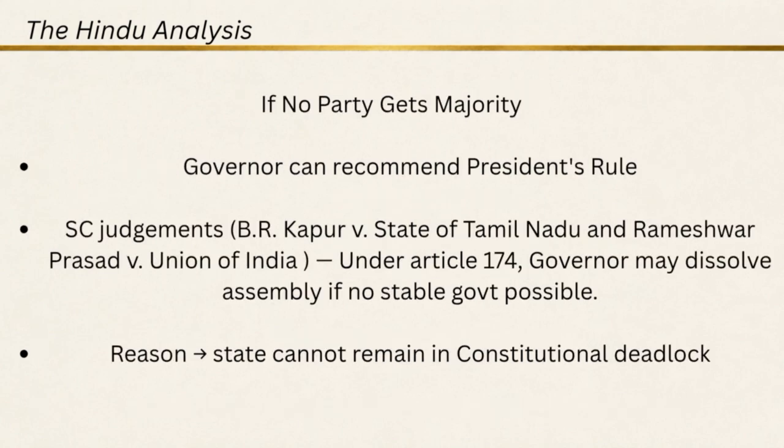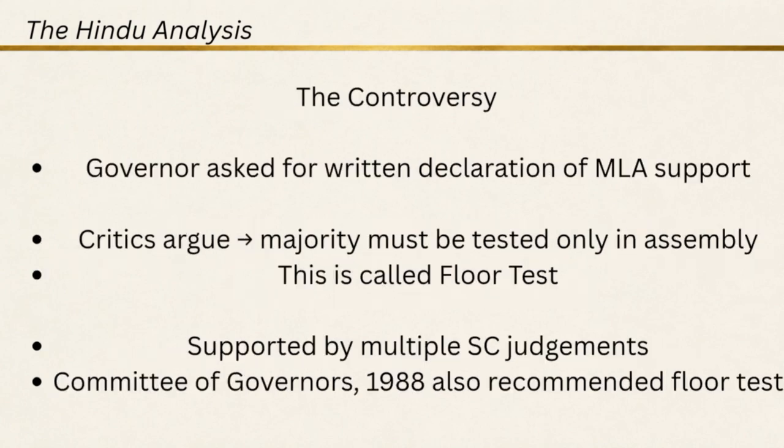What if nobody can form a government? In that case, the governor can recommend president's rule in the state. Under president's rule, the governor runs the state on behalf of the president, and the assembly is either suspended or dissolved. The Supreme Court in two important judgments has also said that the governor may dissolve the assembly under Article 174 of the Constitution. The reason is simple. A state cannot remain in a constitutional deadlock for a long time. It will affect governance.